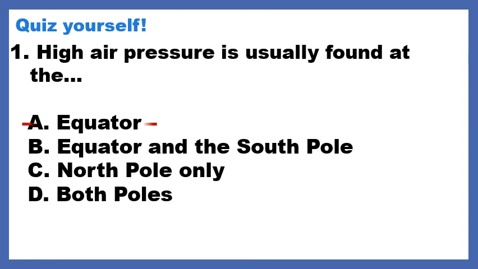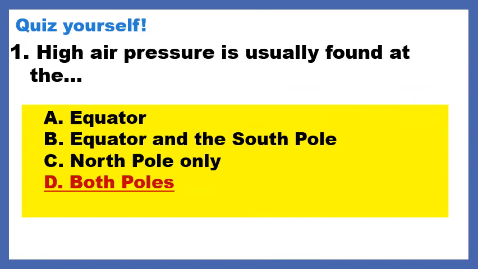I'm going to take away A, the equator, because the equator gets direct sunlight, or spot-on sunlight, and that makes the temperature warmer. Warmer air has low pressure. So then I also have to eliminate B because the equator is always going to be at low pressure. So the correct answer is both poles, okay? It's not just north, it's not just south.